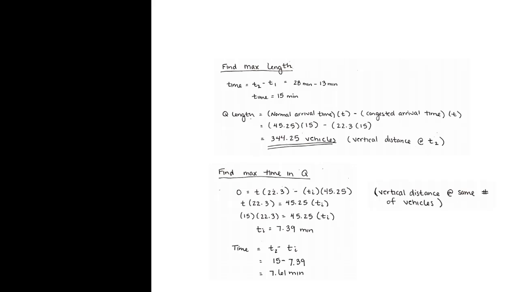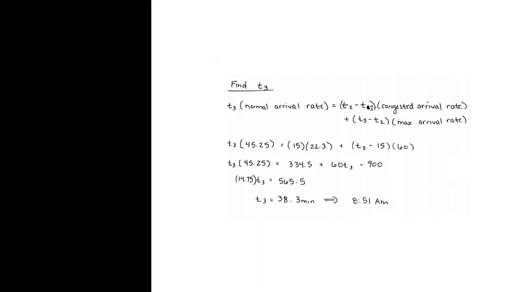And then find the time in queue equals T times 22.3 minus T1 times 45.25. So T1 is 7.39 minutes. So T equals T2 minus T1, which equals 7.61 minutes. Max time in the queue. Normal T3 is when everything goes back to normal, equals T2 minus T1 congestion arrival plus T3 minus T2 arrival rate. Break that down. It's equal to 38.3 minutes, which is equal to 8:51 a.m.